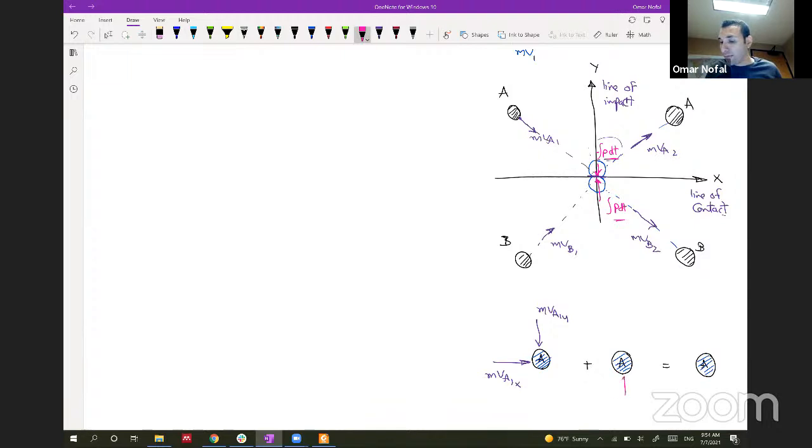So here's the impulse, the integration of P dt, and this is the impulse acting by body B on body A. And finally, body A moves in this direction. So body A goes in this direction and this direction. If you get the components of mVA2, you will have mVA2x and mVA2y. This is for body A.